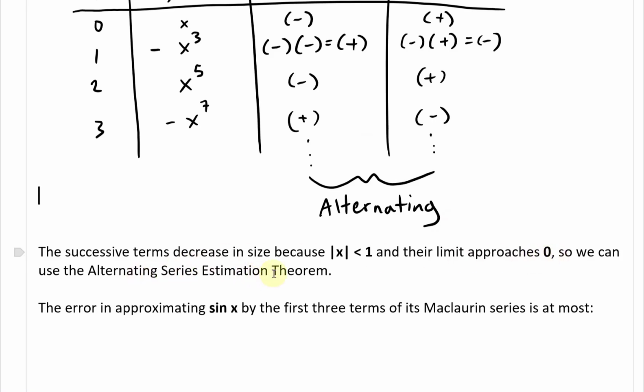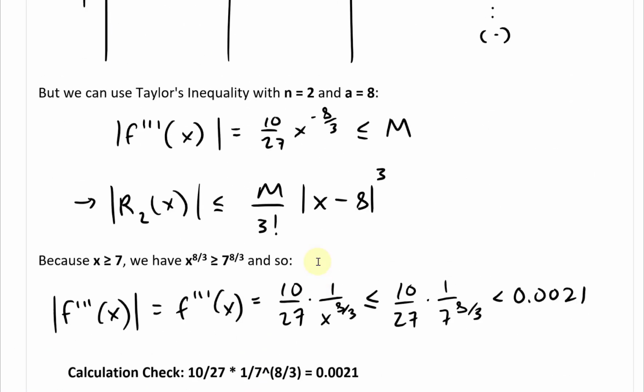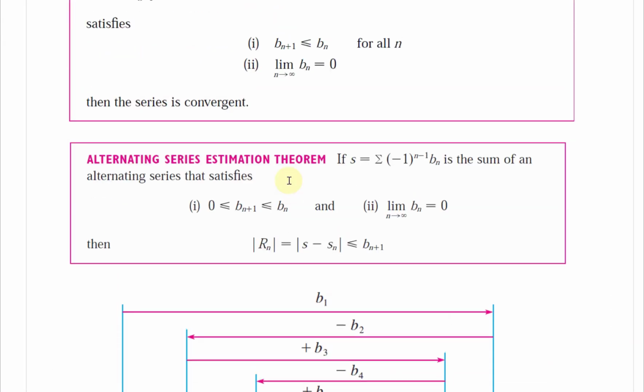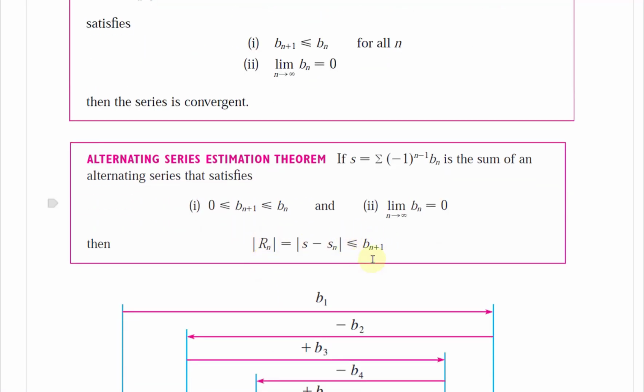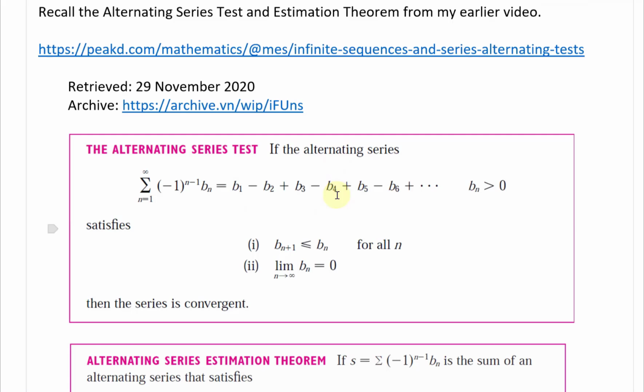So we could use the alternating series estimation theorem, and again, just recall from it. Basically, the terms, b_{n+1} is going to be less than or equal to b_n, so it's getting smaller. This is the alternating series test, so each one of these terms is getting smaller and smaller. The next one is going to be less than the previous one, and the limit of b_n is approaching 0. Thus, the remainder is going to be at most the next term. So if you're looking at the partial sum up to the fourth one right here, the error is going to be at most the next term, so b5.